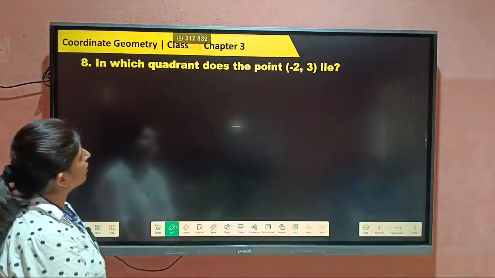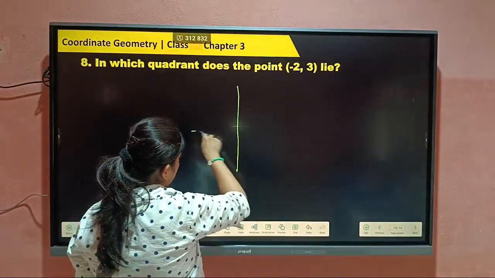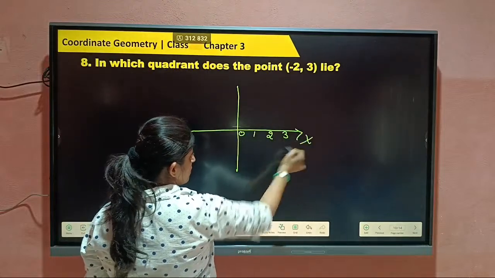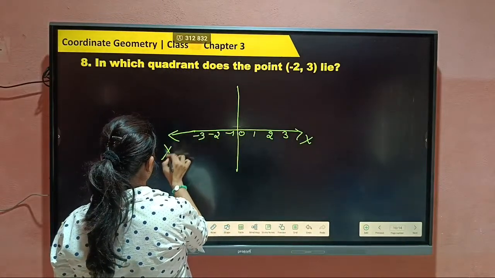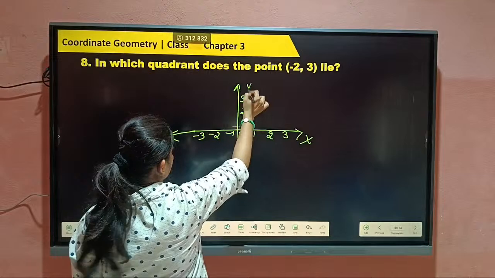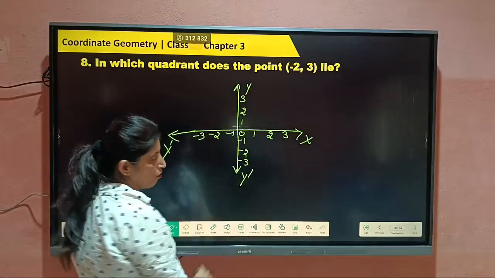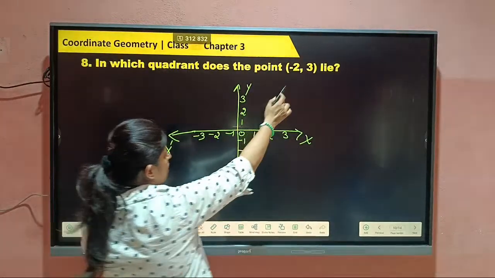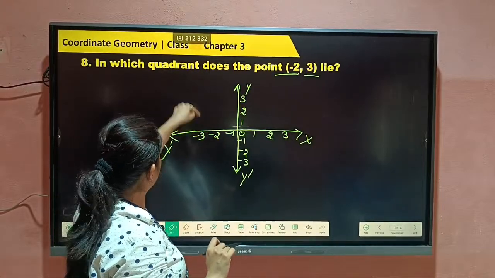Next, in which quadrant does the point -2, 3 lie? We have to tell in which quadrant this -2, 3 point lies. 0, 1, 2, 3. This is the positive side of x-axis, and -1, -2, -3, this is the negative side of x-axis. 1, 2, 3, this is the positive side of y-axis, and -1, -2, -3, this is the negative side of y-axis, right? So what we have to tell? -2, 3 means abscissa is negative and ordinate is positive.